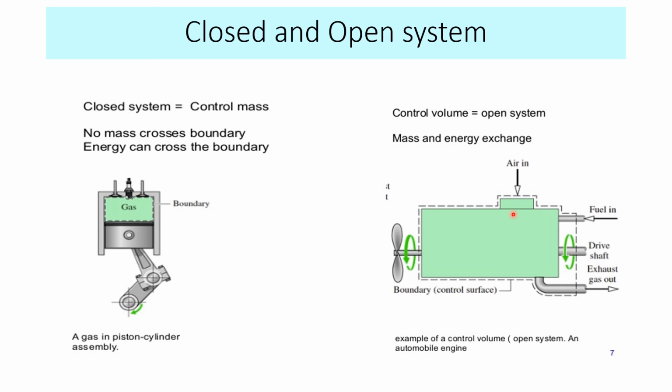Here both air and fuel come in, and the exhaust gases after combustion go out. So this is the boundary of this open system, it is called the control surface. You can see here the boundary of the open system is called the control surface. See here the dotted lines, it is nothing but your control surface.